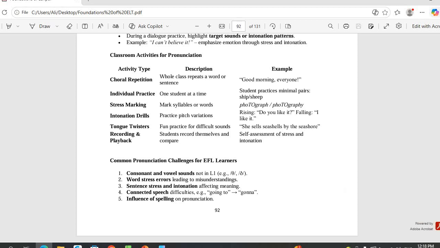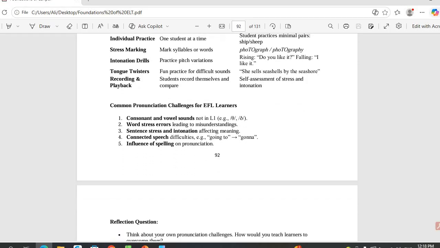What are the common pronunciation challenges for the learners? Consonant sounds, we have to check them, word stress errors, sentence stress and intonation. For sure I'm not going to teach the students all these things directly because they are not university students maybe, but you need to demonstrate them for them, and then the students will understand spontaneously what's meant by each, practically.